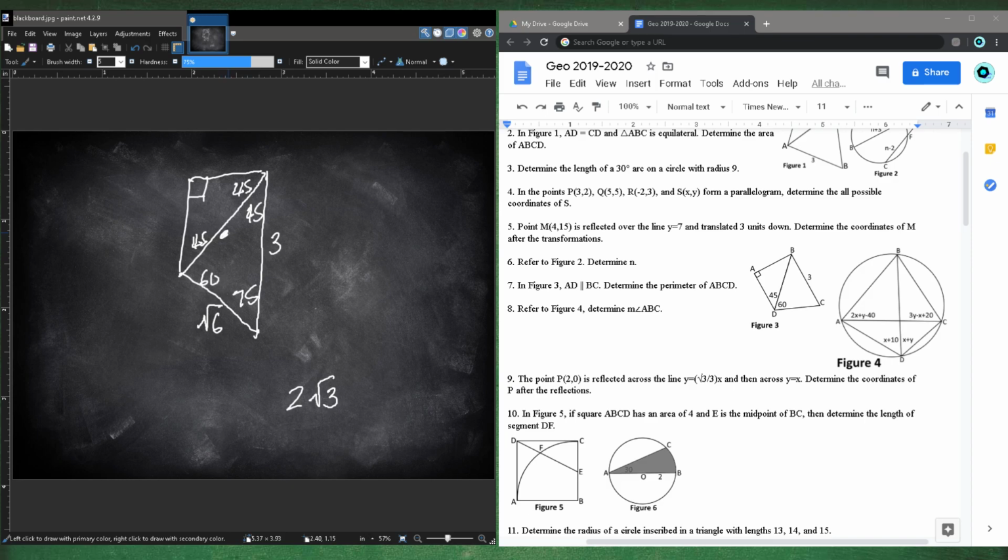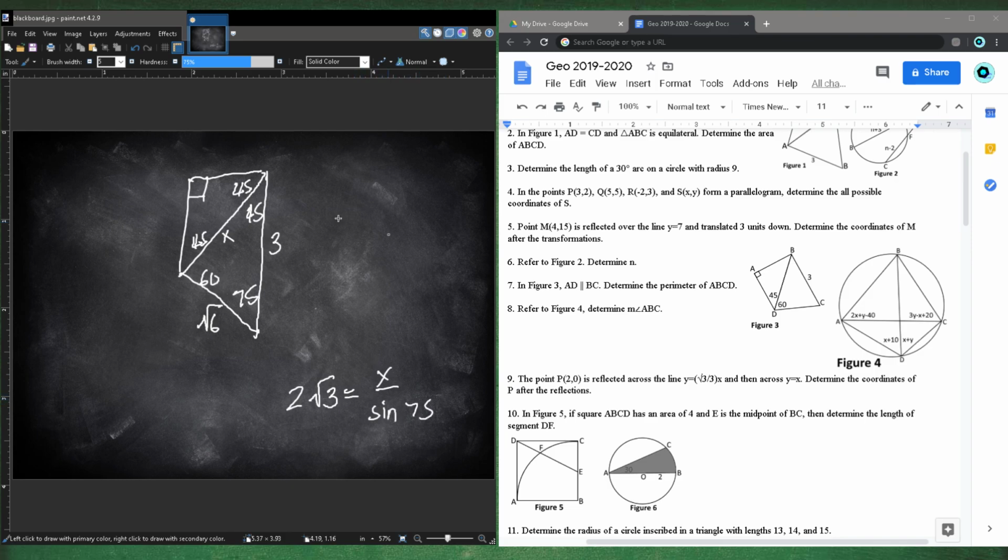Okay, now let's get this side length, right? Using this side length, we will be able to get these two because they're basically the same. So to get that side length, we have to use the 75 angle now, right? So let's call that x now. So x divided by sine of 75.